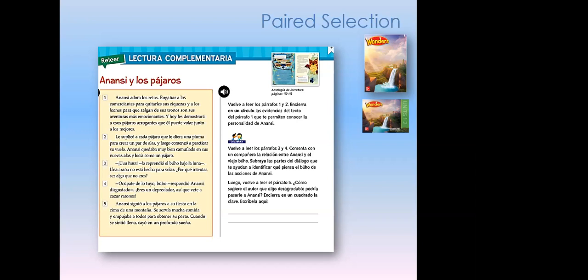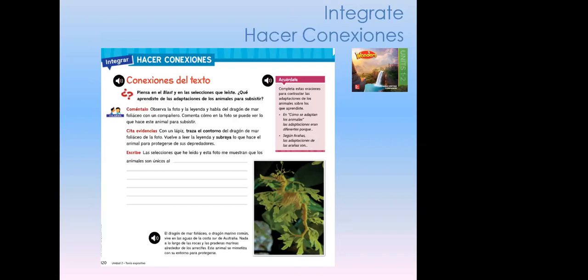Aquí vien también que los párrafos lo hemos numbered the paragraphs in order to aid the students quickly in being able to find that text evidence. So we've reread the shared reading and the anthology. Now it's time to make connections or integrate.